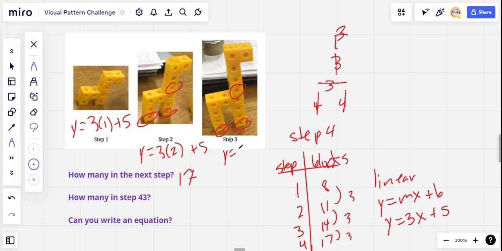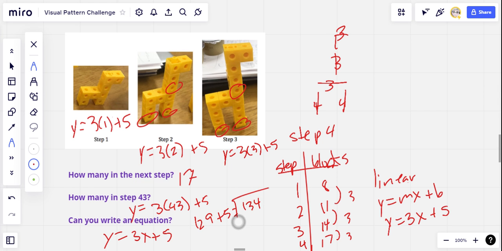Let's try step 3. y = 3 times 3 plus 5. That'd be 9 plus 5, which is 14. Yeah, that's what we're getting in step 3. So it looks like y = 3x + 5 is a good equation. It seems to work for every step we've got. Once we've got that, we can plug 43 in for x to calculate the number of blocks in step 43. So y = 3 times 43 plus 5. 3 times 40 is 120, 3 times 3 is 9, so 129 plus 5 is 134 blocks in step 43.